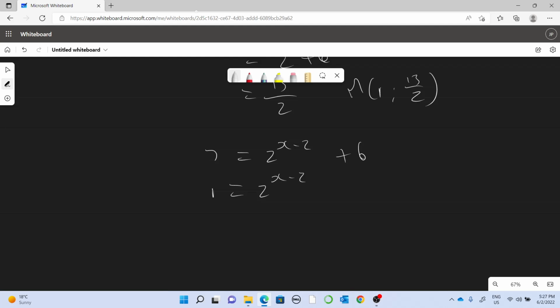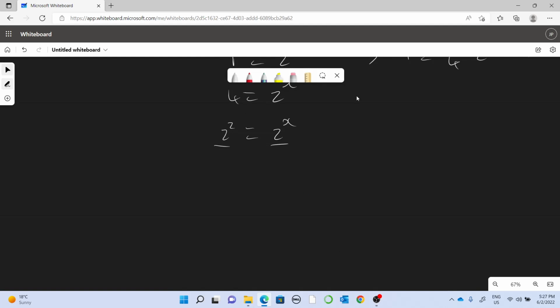Now this 2 to the power of minus 2 I can write as 1/4, so I can multiply by 4 on both sides. Then I end up with 4 equals 2 to the power of x. To insert this step, I wrote it in its original format, and then multiplied by 4 on both sides. Now I can write it as 2 to the power of 2 equals 2 to the power of x. My bases are the same, so x will be equal to 2. So my N coordinate is (2, 7).